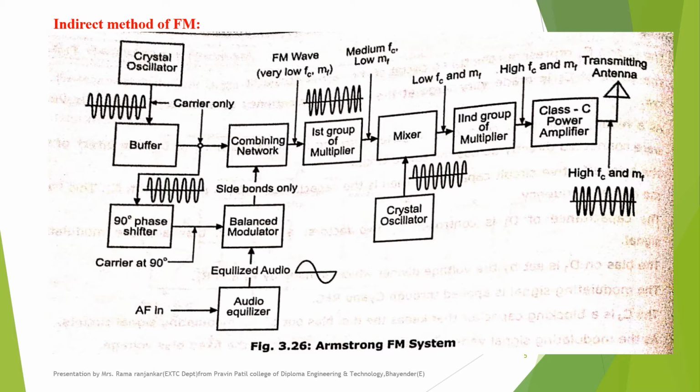Let's see the indirect method of FM. This is the block diagram for the indirect method of FM, in which a crystal oscillator, buffer, 90-degree phase shifter, combining network, balance modulator, audio equalizer, multiplier, mixer, power amplifier and crystal oscillators are used.